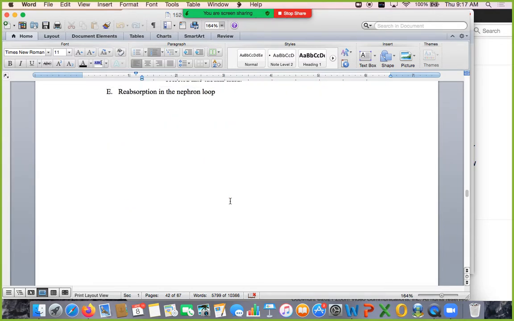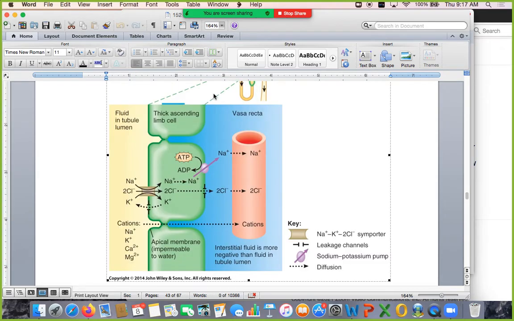All right, once we enter into the nephron loop, so sorry you guys are missing these images. Once we enter into the nephron loop, what if I do this? I click here. Hold on.